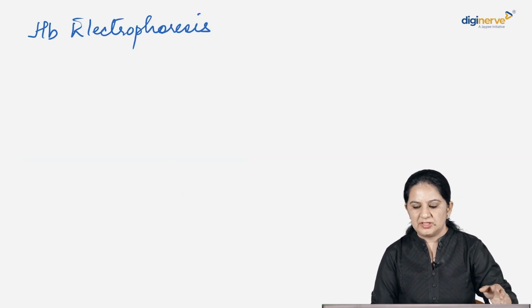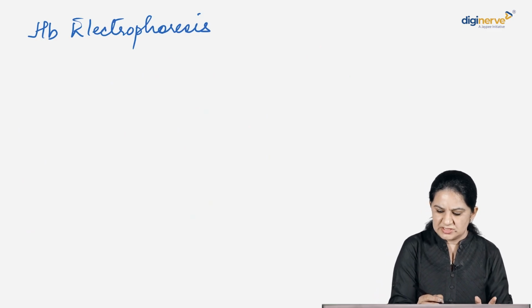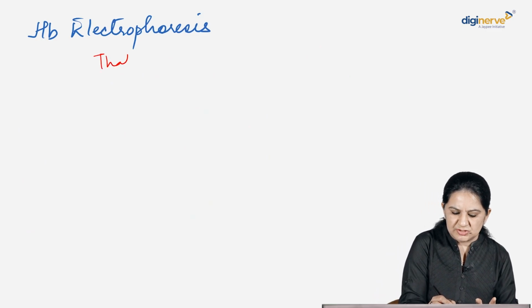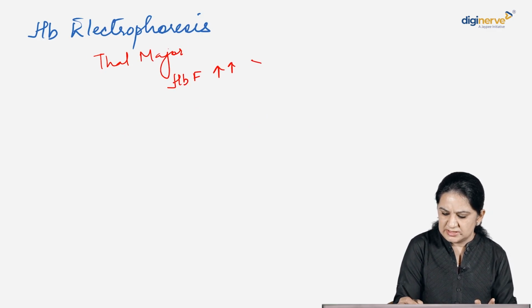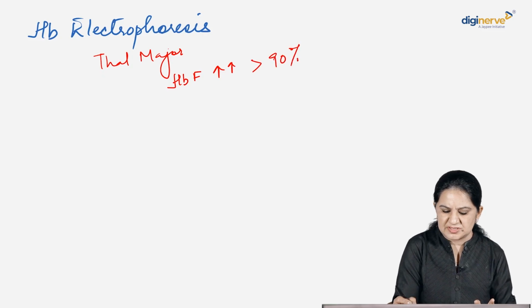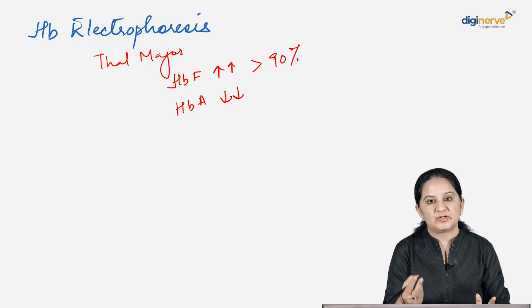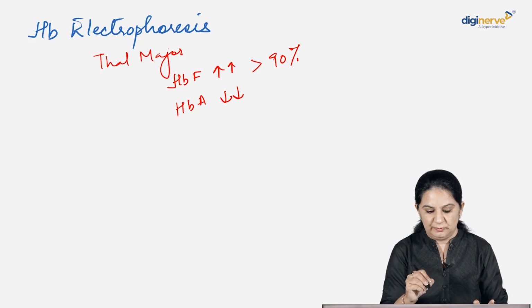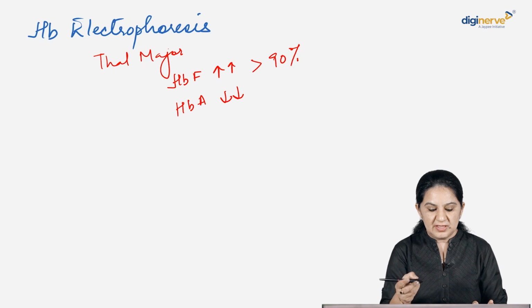Alright, now coming to the hemoglobin electrophoresis. We saw hemoglobin electrophoresis in thalassemia major. What will happen? HbF would be markedly raised, that is, it will be more than 90%. HbA would be reduced. Why? Because we don't have beta chain. So HbA would be reduced. HbF, alpha 2 gamma 2, will be raised.